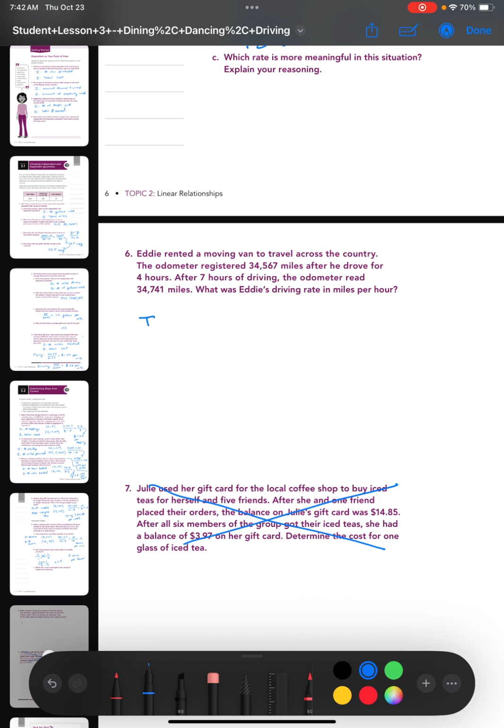So again, our independent quantity first is going to be the number of hours he's driving. And our dependent quantity is going to be the number of miles. So again, 2 points were given. After 4 hours, he's at 34,567. And then after 7 hours, he's at 34,741.